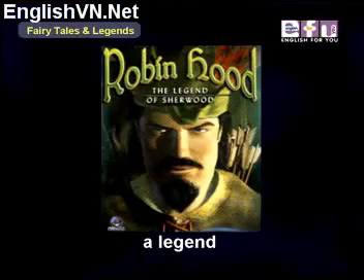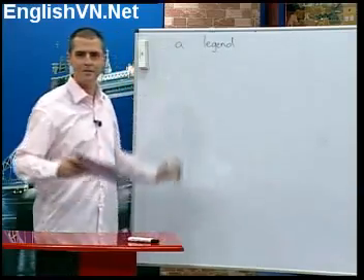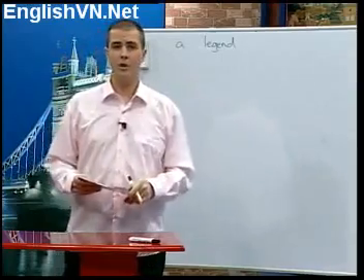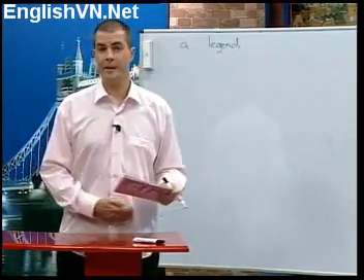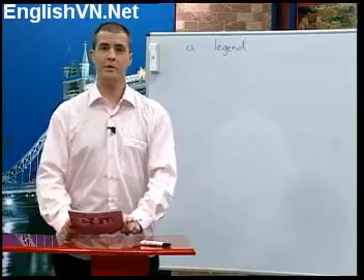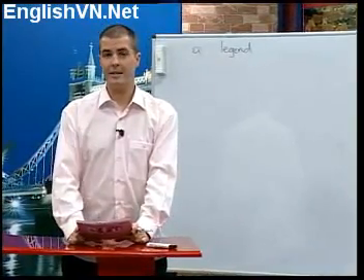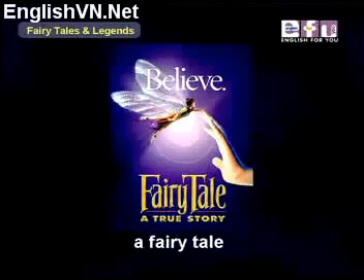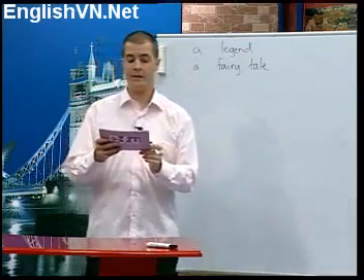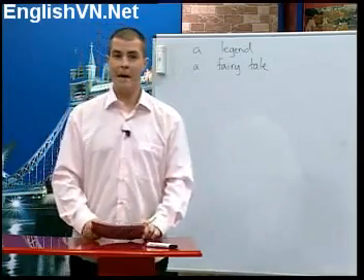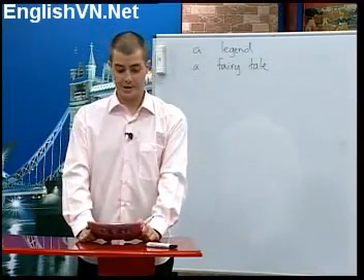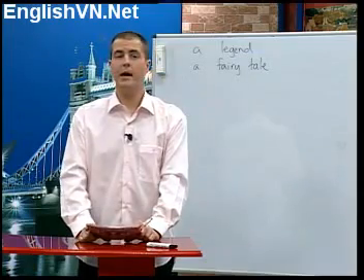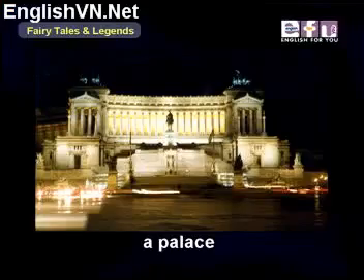A legend. Well, a legend is an old, well-known story about brave people, adventures, or magical events. For example, Robin Hood, Aladdin, or Merlin the Magician are examples of legends. A fairy tale. Well, a fairy tale is a children's story in which magical things happen. Hansel and Gretel and Cinderella are examples of fairy tales.